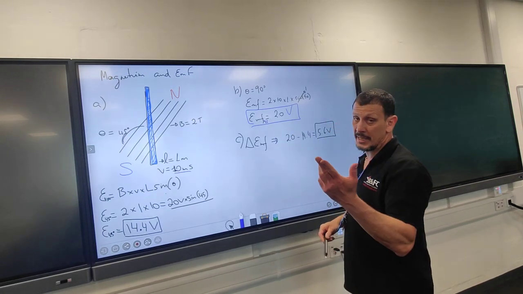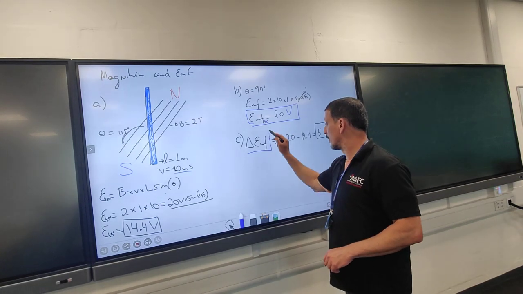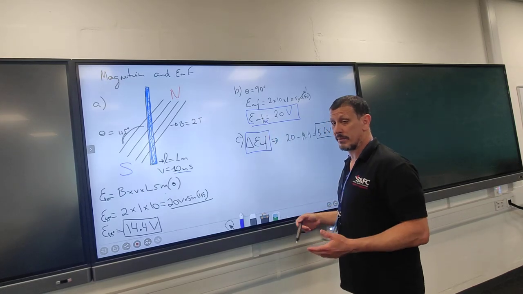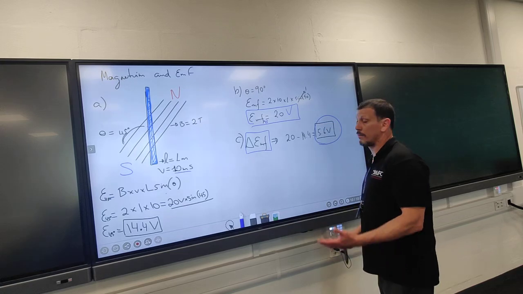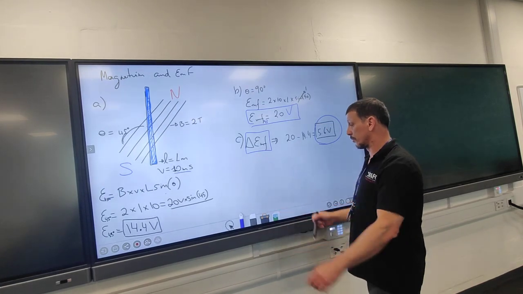Okay? So finally, the question asks us, what's the delta EMF? What's the change in EMF? All you're going to do is 20 minus 14.4. There's a difference of 5.6 volts between the two.